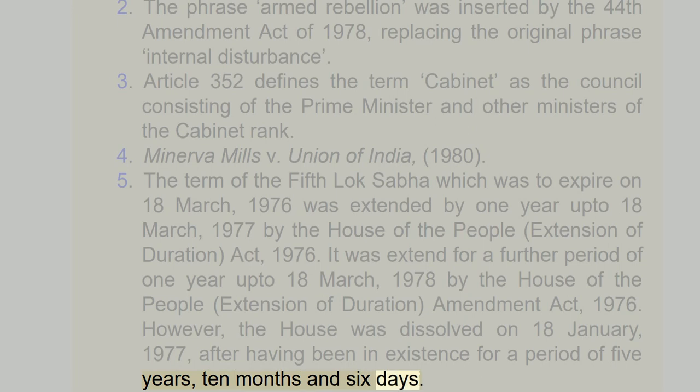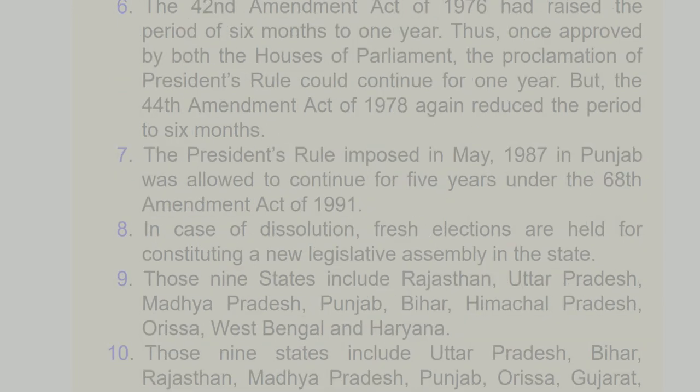6. The 42nd Amendment Act of 1976 had raised the period of 6 months to 1 year. Thus, once approved by both the Houses of Parliament, the proclamation of President's rule could continue for 1 year. But, the 44th Amendment Act of 1978 again reduced the period to 6 months. 7. The President's rule imposed in May 1987 in Punjab was allowed to continue for 5 years under the 68th Amendment Act of 1991. 8. In case of dissolution, fresh elections are held for constituting a new legislative assembly in the state. 9. Those 9 states include Rajasthan, Uttar Pradesh, Madhya Pradesh, Punjab, Bihar, Himachal Pradesh, Orissa, West Bengal and Haryana. 10. Those 9 states include Uttar Pradesh, Bihar, Rajasthan, Madhya Pradesh, Punjab, Orissa, Gujarat, Maharashtra and Tamil Nadu.